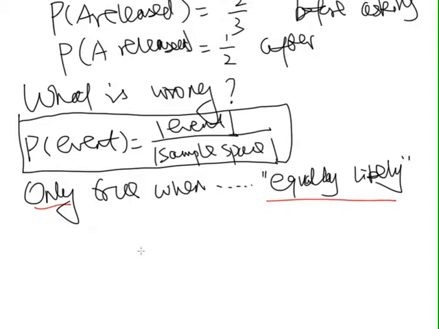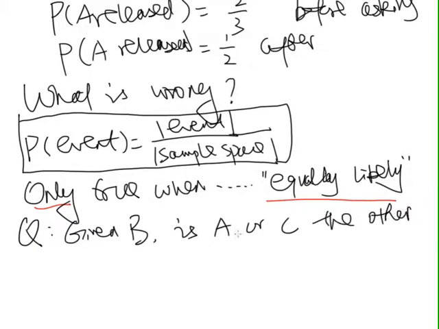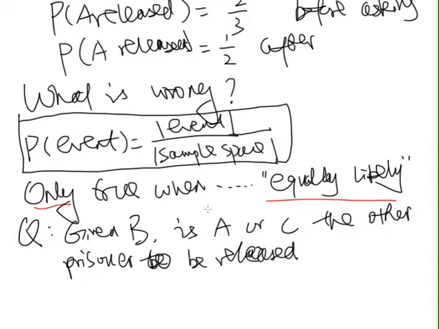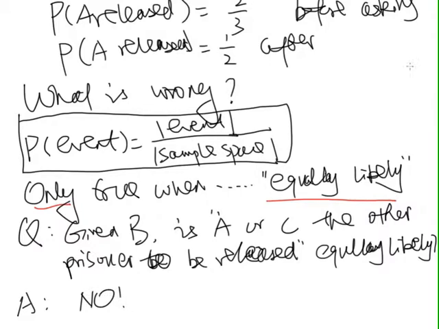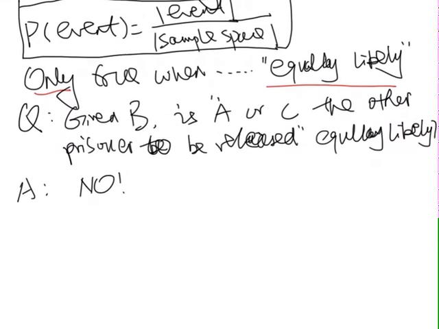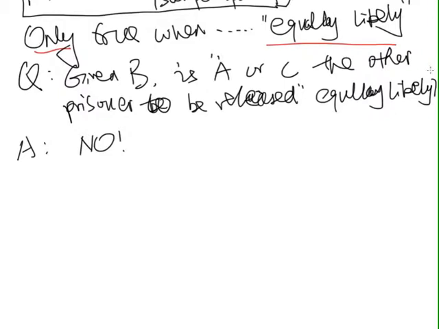Now the question is, given B, is A or C, the other prisoner to be released, equally likely? And the answer is no. Let's find out.